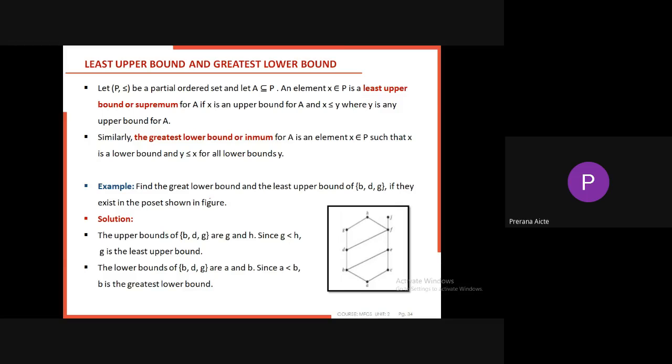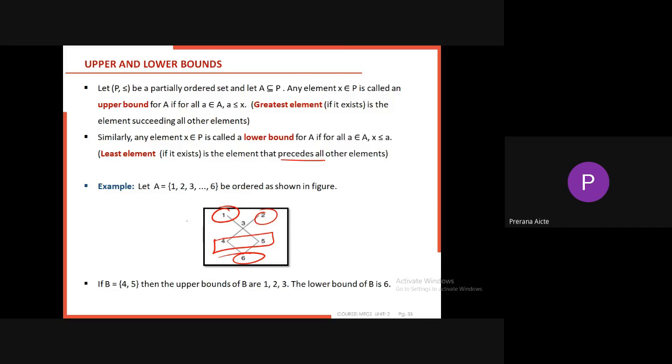Whenever we have multiple values, see the previous example. In the previous example, for the set {4, 5}, we have 1, 3, 6. Now these three are the upper bounds. Among these three, the lowest upper bound is 3 only. That becomes your lowest upper bound.